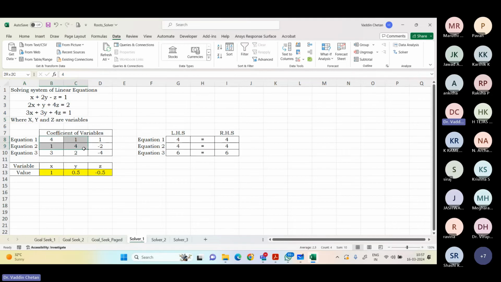Right? So now let me delete this. I don't need it. Let me delete these three. And this also let me delete.